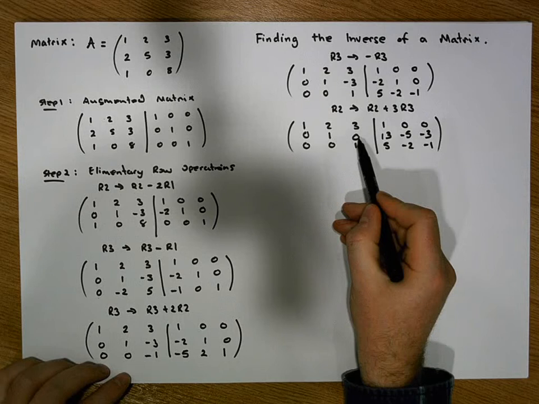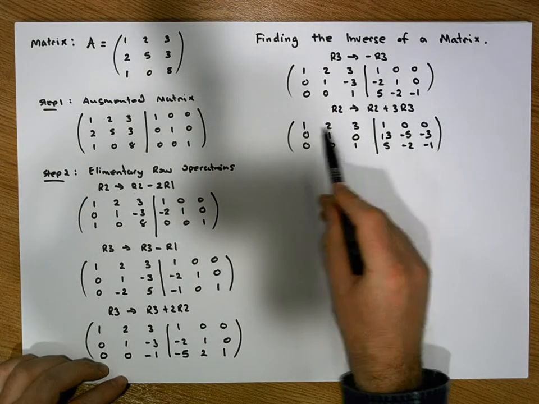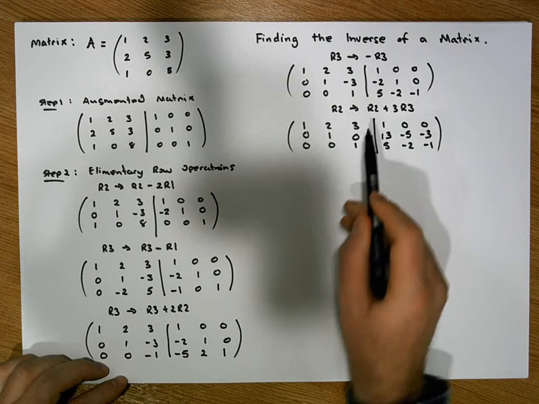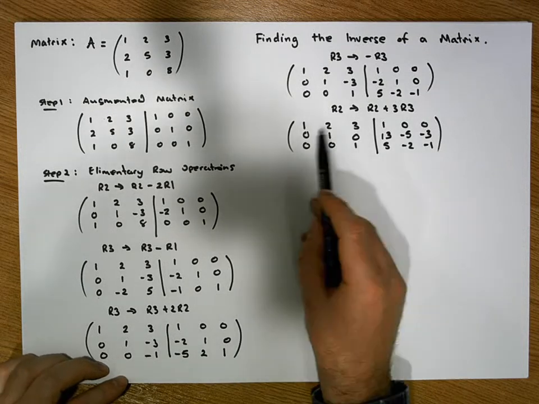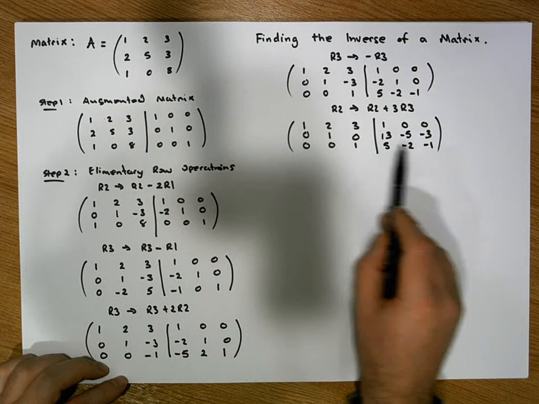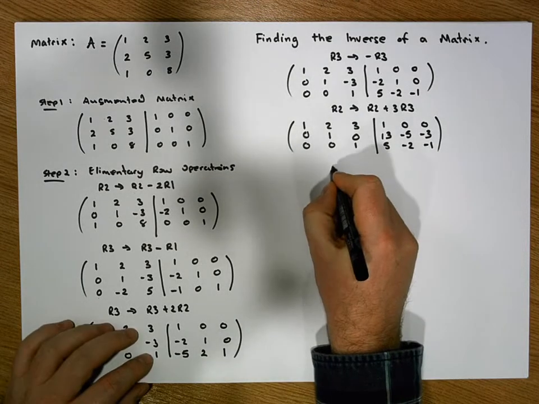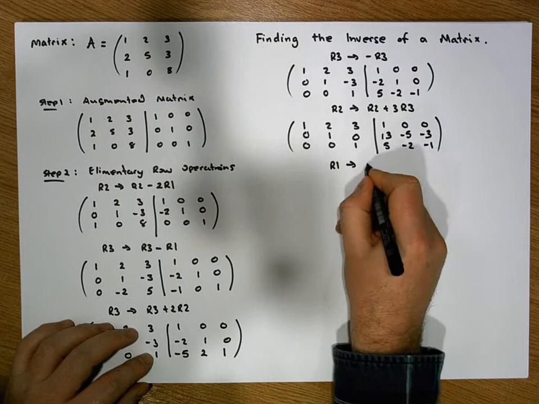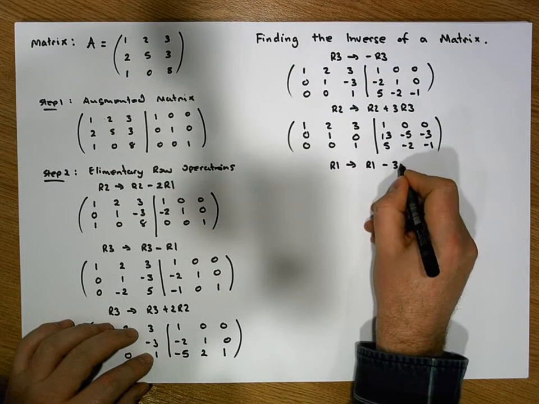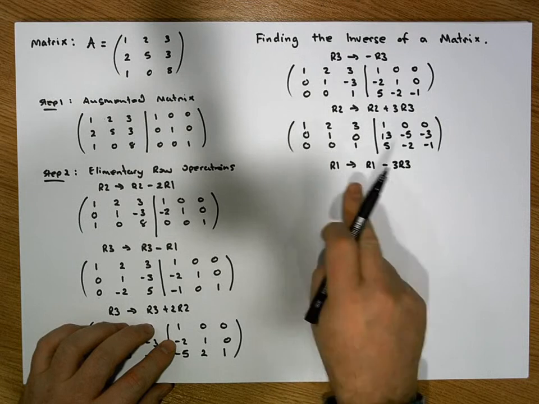The next thing we should do is get a 0 above the 1 in the first row, or a 0 in this position here. What we can hopefully see is that if we take away 3 times row 3 from row 1, that should result in a 0 here. So we're going to say that row 1 is going to become row 1 minus 3 times row 3. Okay. So in this situation, the row to change is row 1.